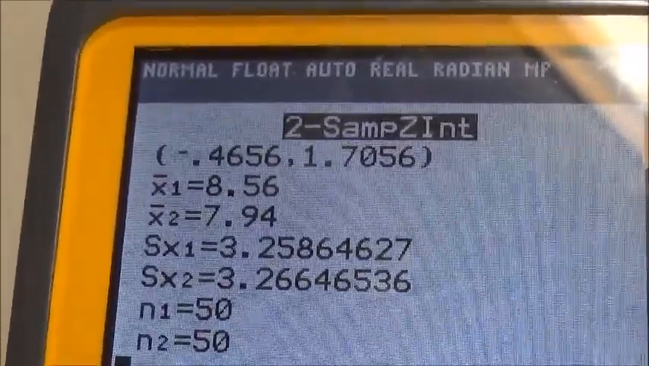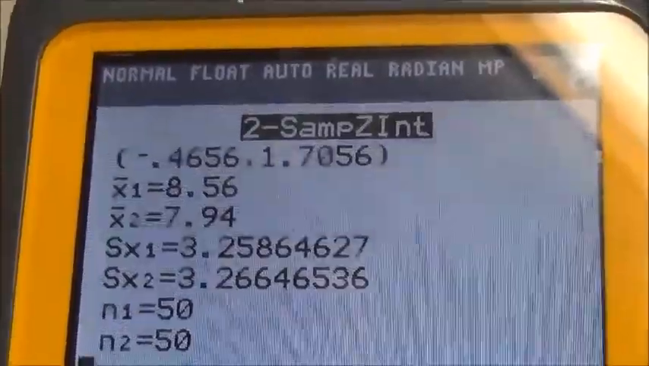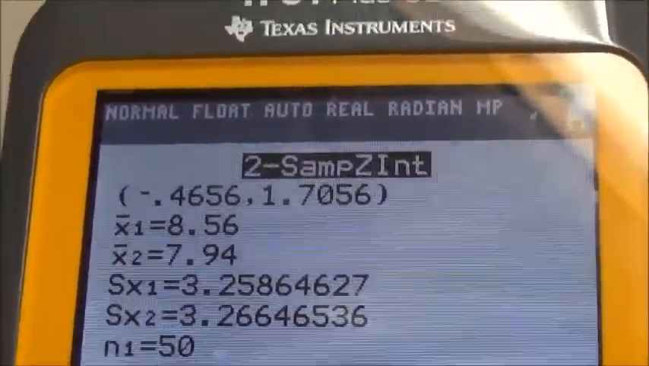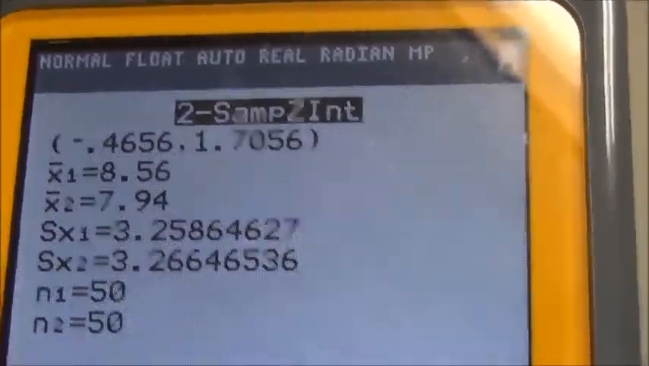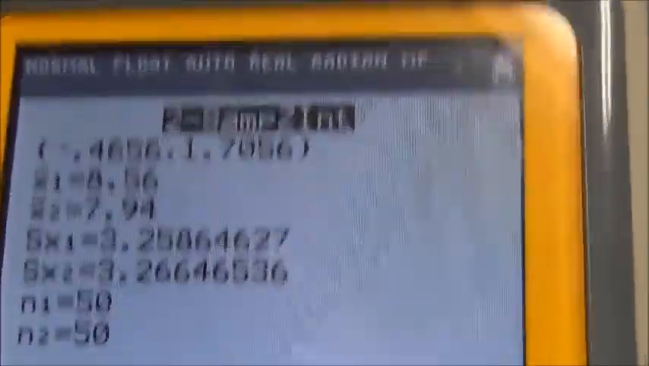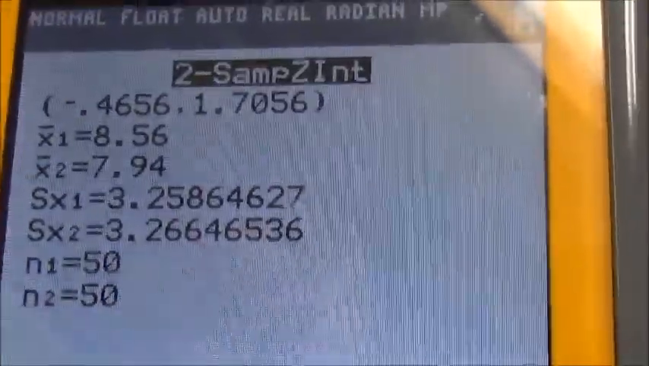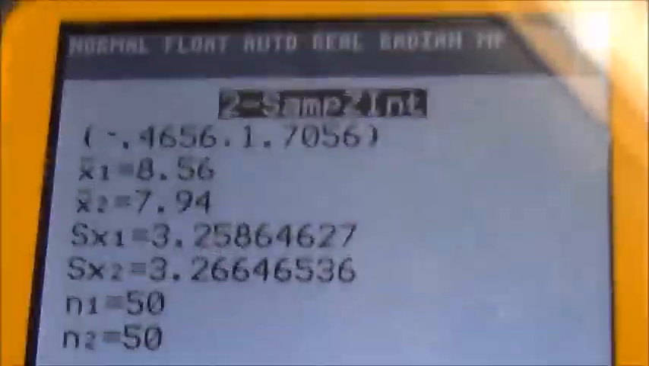But it's another way when you're doing your hypothesis testing to see if your claim is true or not. If 0 is in that interval, then you don't reject the null, which means you'd accept whatever the null claim is, which is the one that has the equal to in it.